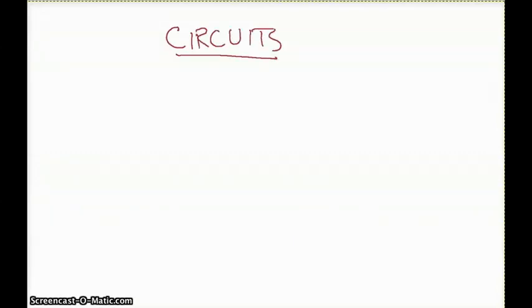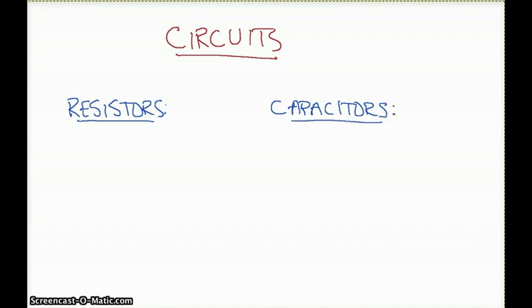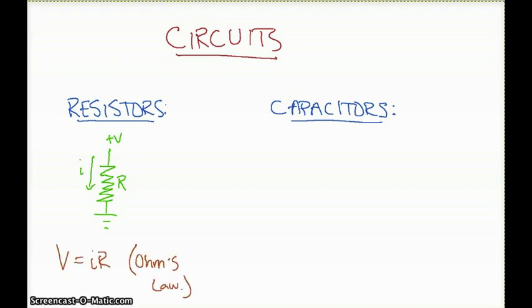This lab will be on circuits. We'll focus on two circuit elements, resistors and capacitors. Resistors we draw as a zigzag line. When we apply a voltage across a resistor, current will flow from the more positive to more negative side of the resistor. The amount of current is determined by Ohm's law.